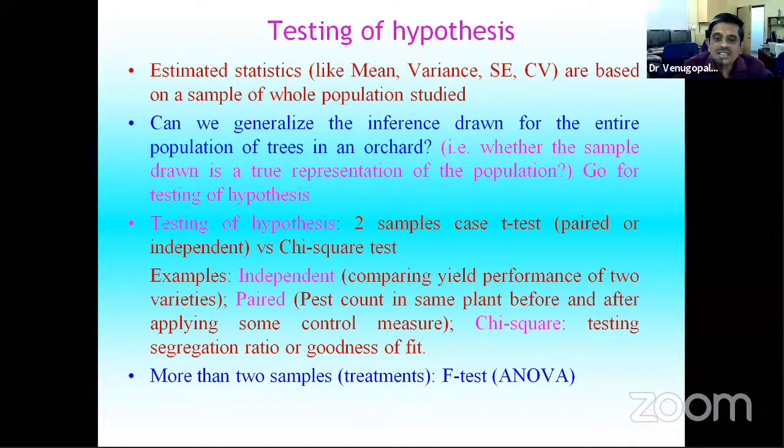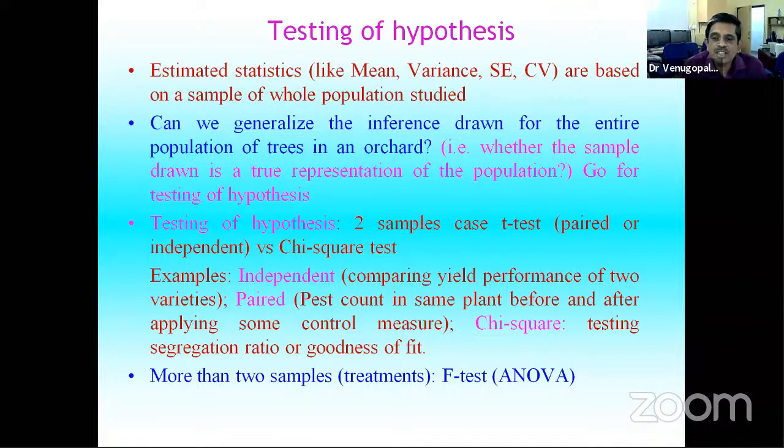Here, if we want to test two samples, there are some possibilities. One can use the independent t-test or the paired t-test. We use the independent t-test when we want to compare the yield of two varieties. But when we want to compare the impact of a particular chemical treatment, say pest count in the same plant before and after applying some control measure, then the samples are related. So we have to go for the paired t-test.